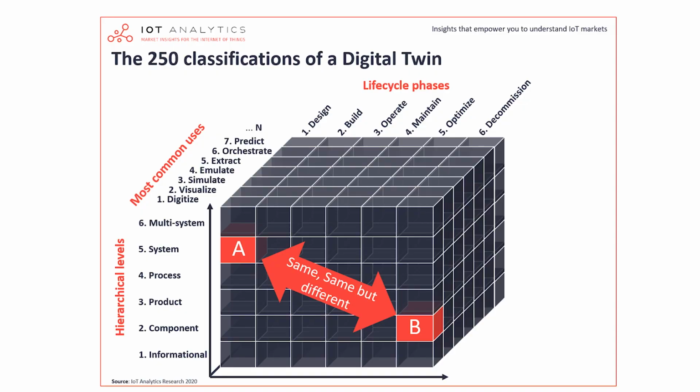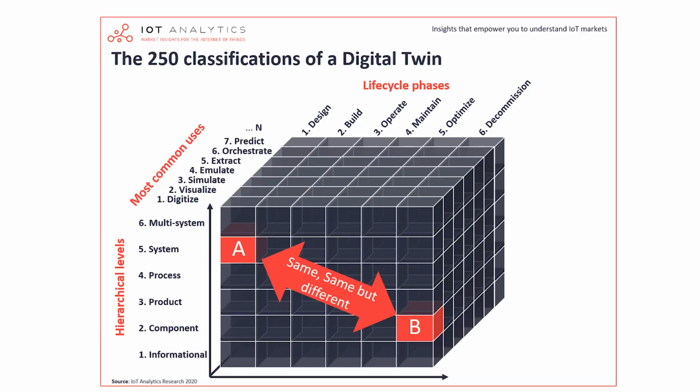This is from a company called IoT Analytics, and they shared this Rubik's Cube. Let's just call it a Rubik's Cube, a really sophisticated Rubik's Cube, where they've basically identified 250 different permutations or classifications of a digital twin. And when I saw this, my initial thought was, well, that makes sense. That's why there's so much confusion around digital twin, because there are a lot of different ways of looking at it.